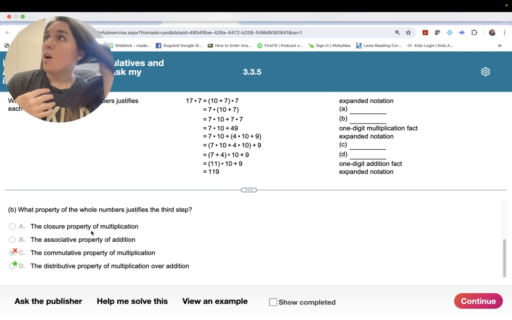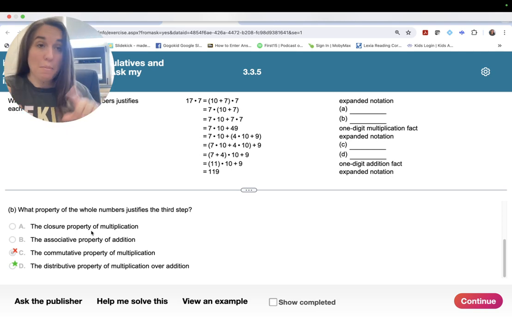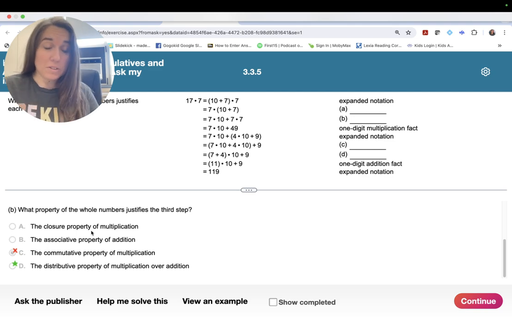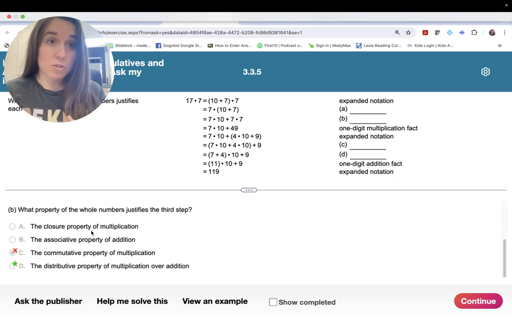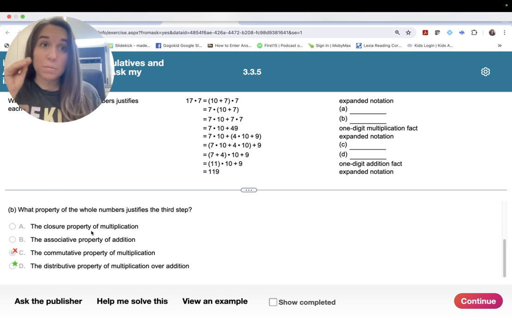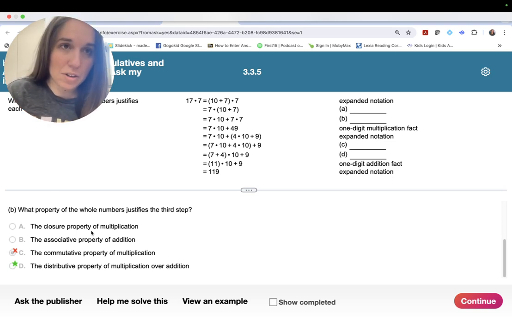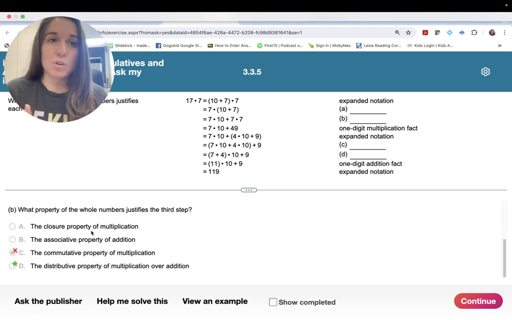So if we take any 2 whole numbers and multiply them together, do we get a whole number as our answer? If I picked 125 and 2 and multiplied them together, 125 times 2 is 250. Do I get a whole number as my answer? Is 250 a whole number? It is, right? So whole numbers are closed under multiplication because I can pick any 2 whole numbers, multiply them together, and I will get a whole number as my answer.